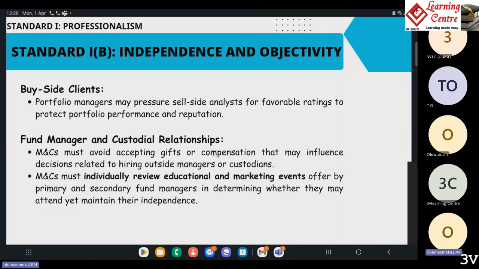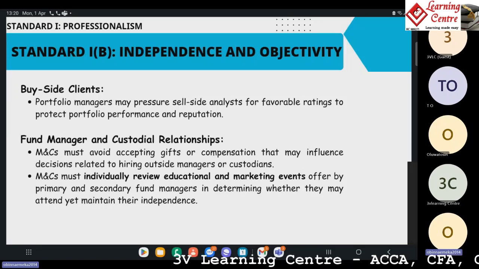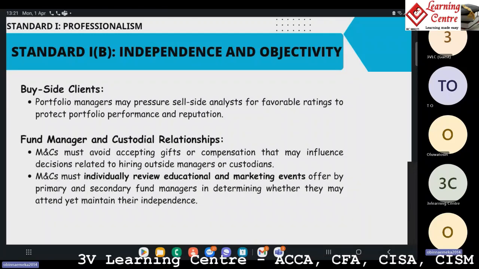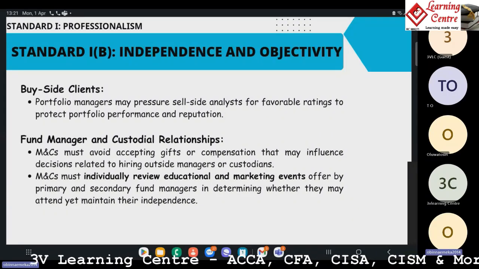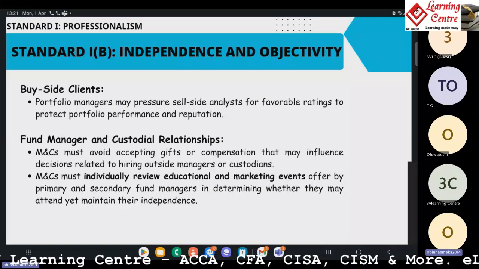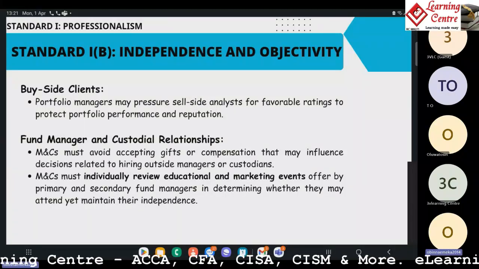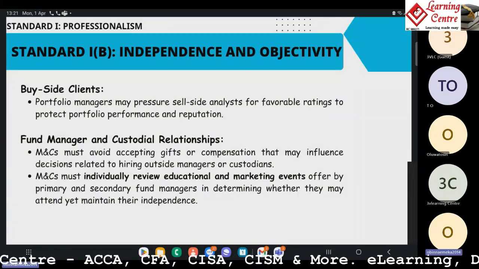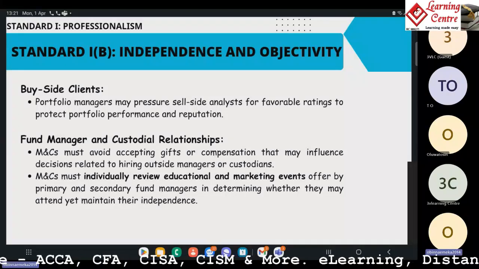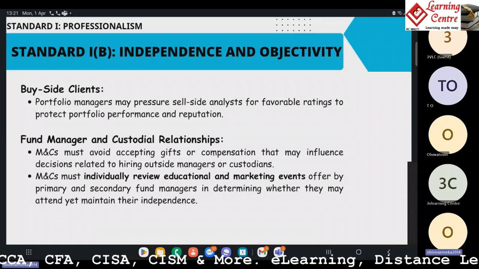Okay, so we have fund managers and custodial relationships. Members and candidates must avoid accepting gifts or compensations that may influence decisions related to hiring outside managers or custodians. So any gift at all. If you're a hiring manager, you hire some managers to manage certain portfolios. Make sure you don't accept any gift or compensation that can influence your decision.